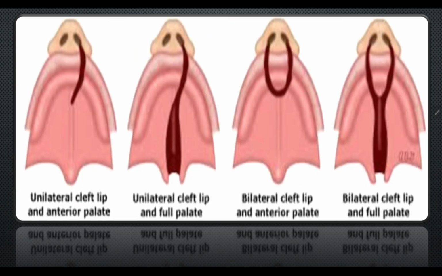Next is about cleft palate. Here in this first picture, the cleft is starting from the palate and also extending to the nostril. Thereby, it is unilateral cleft lip and cleft palate involving the anterior palate. Next is again a unilateral cleft palate, but it is involving the full palate. So it is a unilateral cleft palate with full palate cleft. And there are some other varieties.